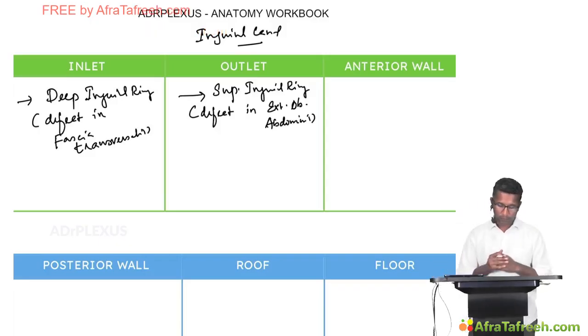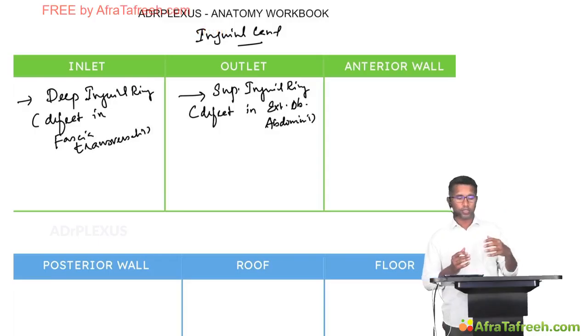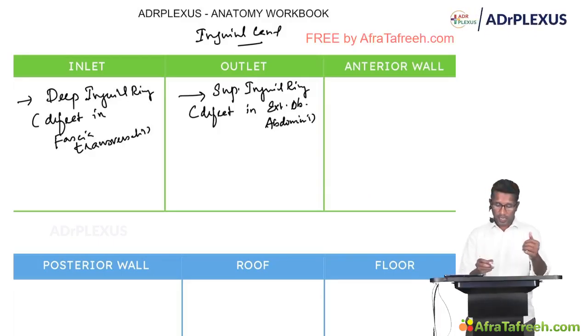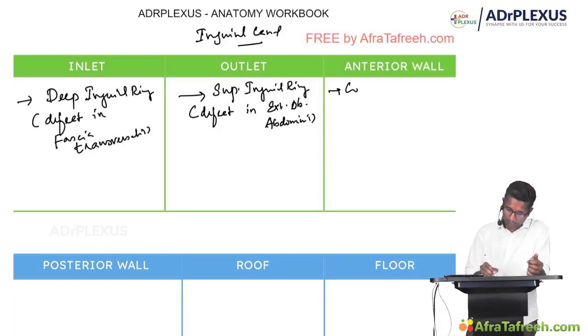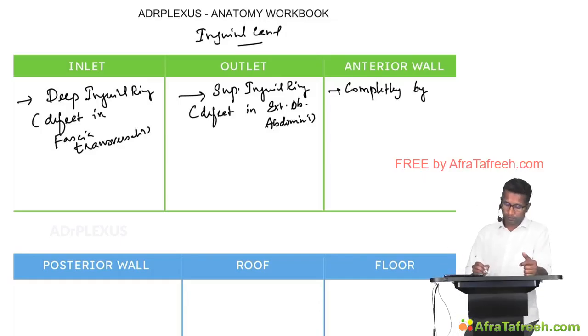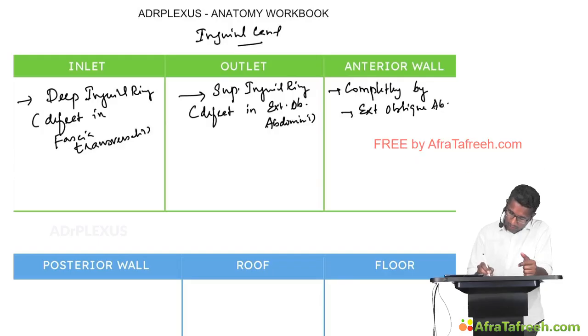So this is about the inlet and the outlet. The inlet is through the deep ring and the outlet is through the superficial inguinal ring. There are certain defects in the corresponding areas. Now coming to the anterior wall, as we have discussed, the anterior wall is formed completely by the external oblique abdominis muscle.